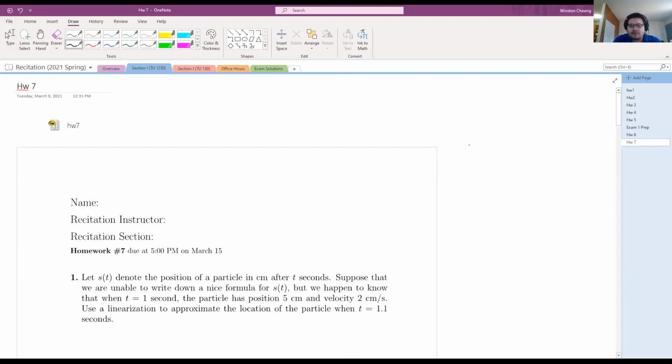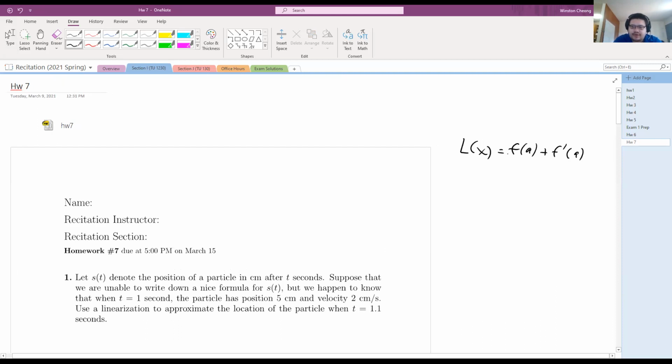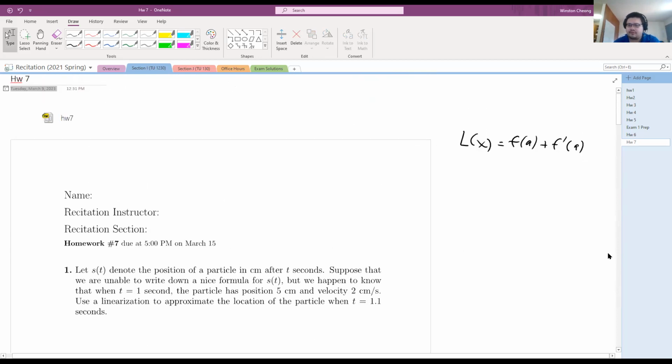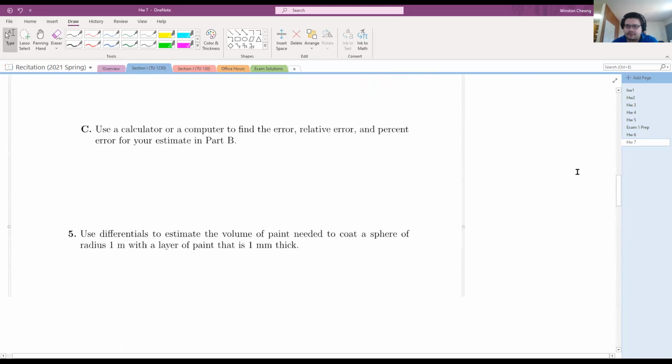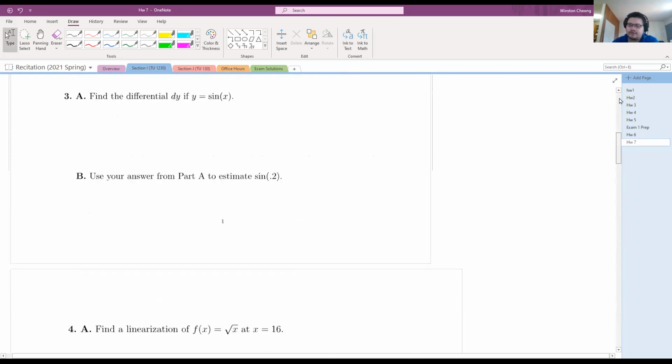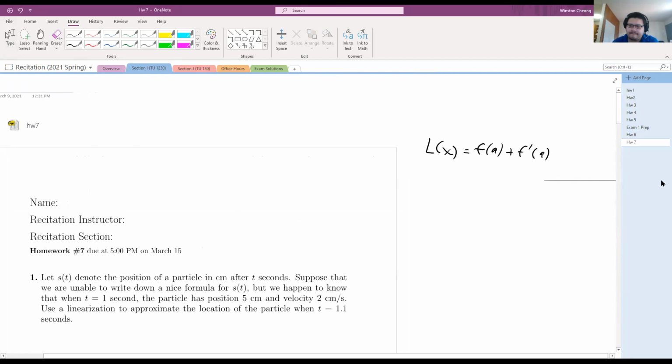So what you need to know for it, usually we have this formula for linearization where it's f of a plus f prime of a times the quantity x minus a. Oh, I keep doing that. I need to scroll a bit more to the right. Why does this not work? Okay.